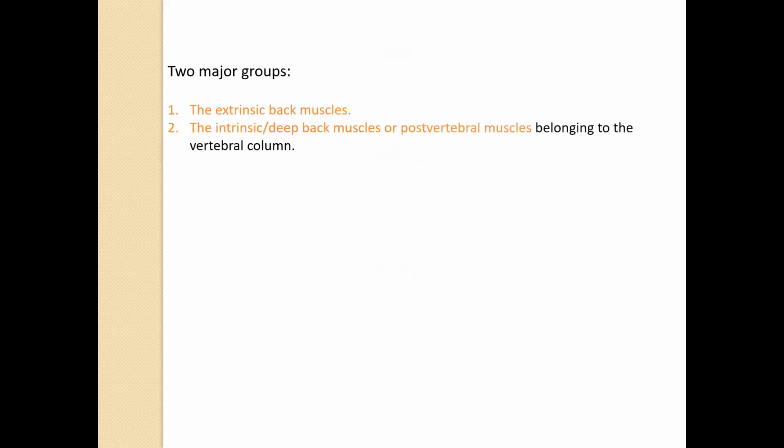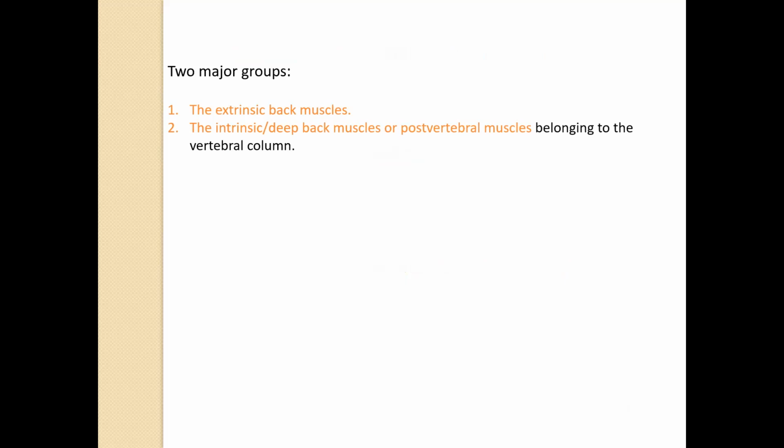We can divide these back muscles into two major groups. They are the extrinsic back muscles and the intrinsic or deep back muscles. These intrinsic or deep back muscles are also called post-vertebral muscles, which belong to the vertebral column.